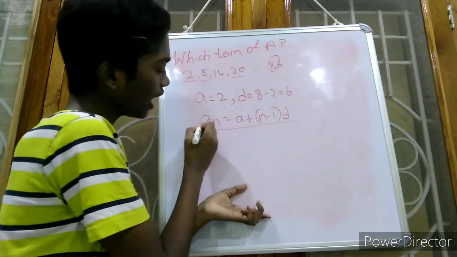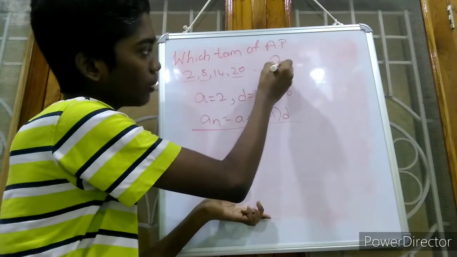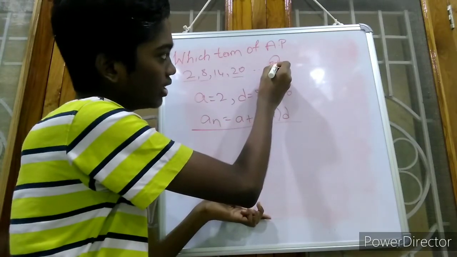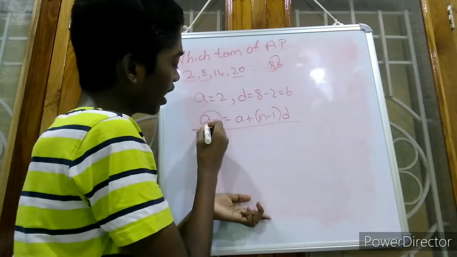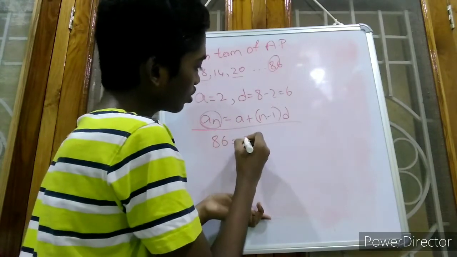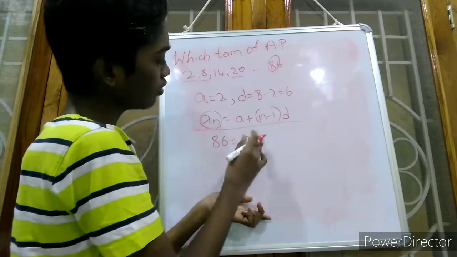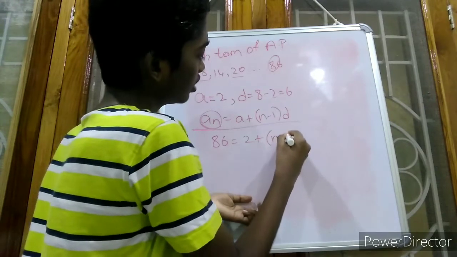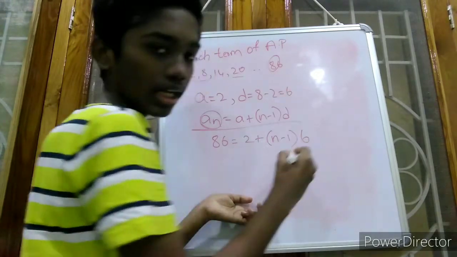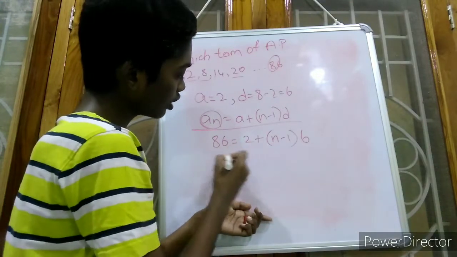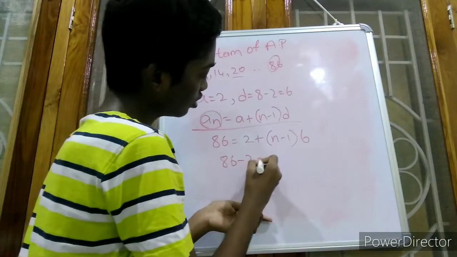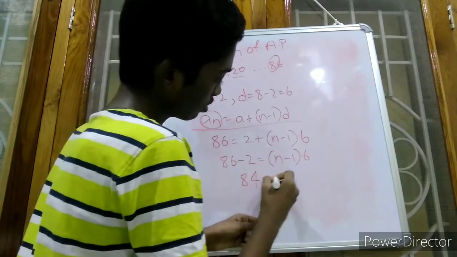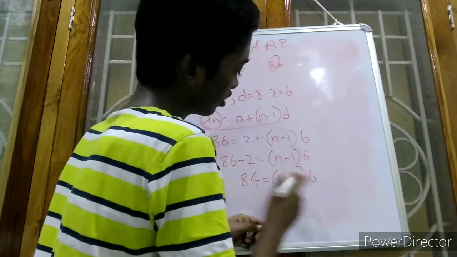So a_n is nothing but the last term of the arithmetic progression, and we substitute it as the value of a_n. Here the last term of the AP is 86. So we substitute a_n as 86 is equal to a, which is 2, plus (n minus 1), and the common difference is 6. Now we should simplify this: 86 minus 2 is equal to (n minus 1) times 6. 86 minus 2 is 84, equal to (n minus 1) times 6.